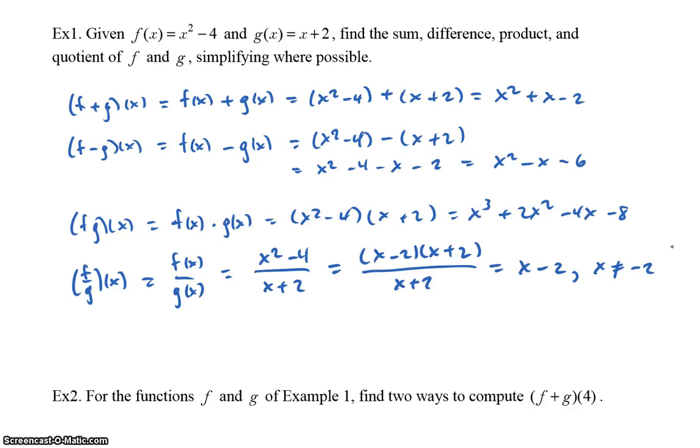And when we do the division, we cannot divide by 0, which would occur if x were equal to negative 2. Essentially, the function f over g, its graph is a straight line. It's a linear function, with the exception of at x equals negative 2, where there's basically a hole in the graph. So the graph of f over g would be a straight line with a hole at x equals negative 2.